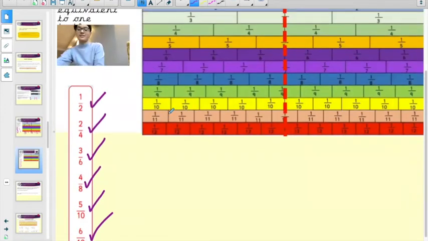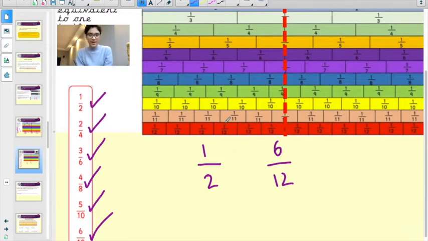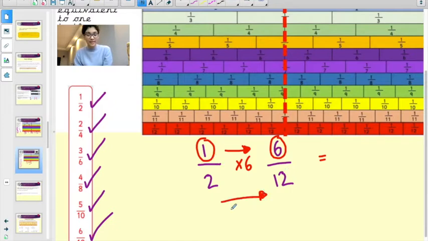So let's have a look then at 2 equivalent fractions. I'm going to pick a half and 6/12, so the biggest fraction that we have and the smallest one. Now let's look at the numerators. The numerator for this fraction is 1. The numerator for this fraction is 6. How do I get from 1 to 6? What do I do to 1 to get to 6? I multiply by 6. So if I multiply the numerator by 6, I also have to multiply the denominator by 6.